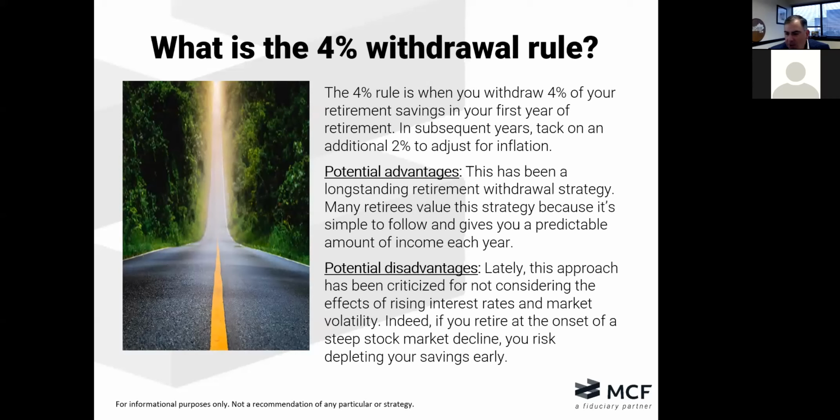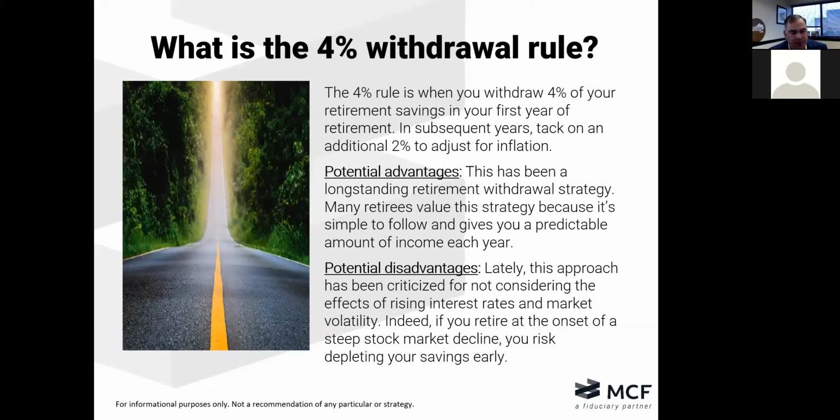An example of this: if you have $1 million saved under this strategy, you would withdraw about $40,000 during your first year of retirement. If you add that 2% of inflation, the second year, it would be just shy of $40,800. And then the third year, that would increase to $41,616, and so on and so forth.